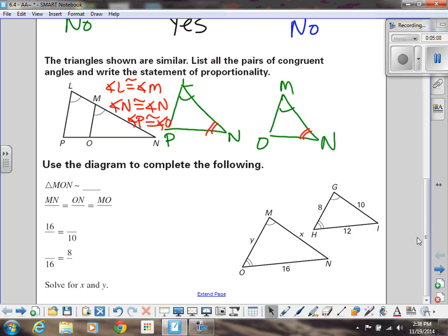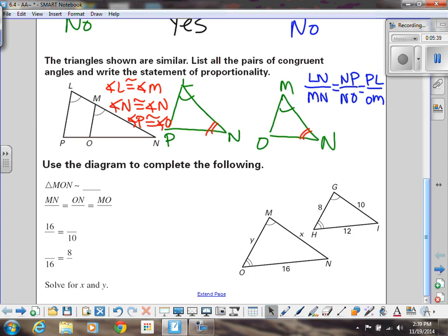So those are the angles, and then we also need to list the sides that are proportional. So LN is over MN, and that would be proportional to side NP, which corresponds to NO, and then PL would correspond to OM. So that's our statement of proportionality. All I did was list which sides would be corresponding and proportional to each other.